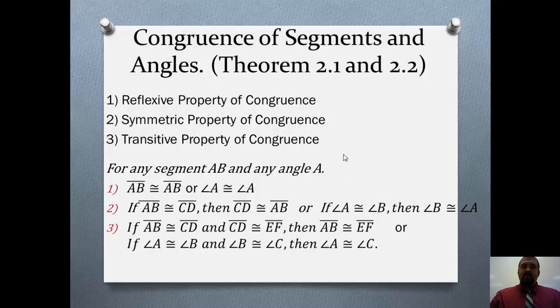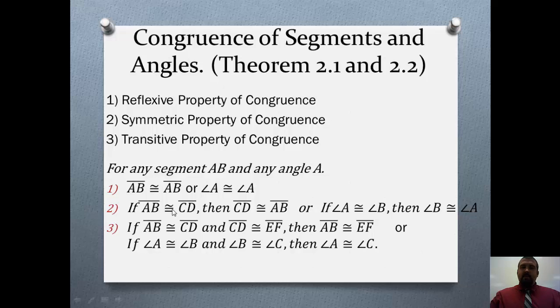So, the reflexive property of congruence, the symmetric property of congruence, and the transitive property of congruence. These are the three that we talked about last time. They're also the ones down here, except now, instead of equality, it's congruence. So segment AB is congruent to itself. It's the same size and shape as itself, just like angle A is the same size and shape as itself.